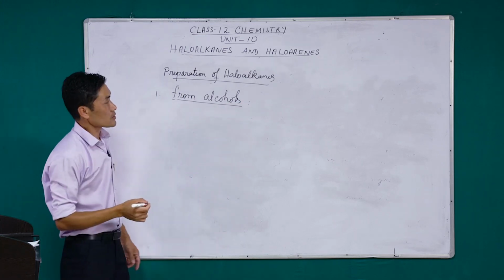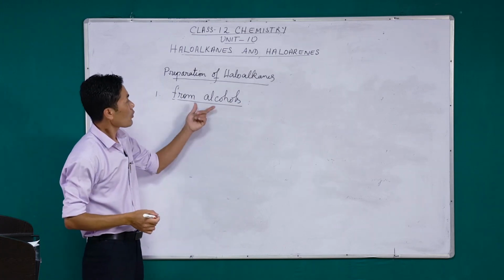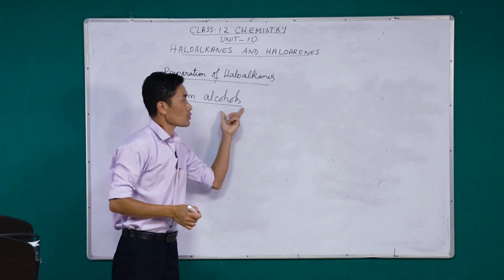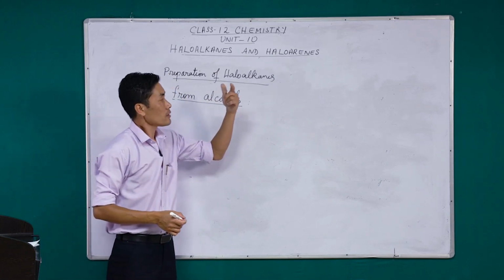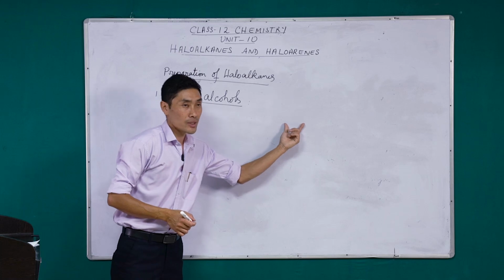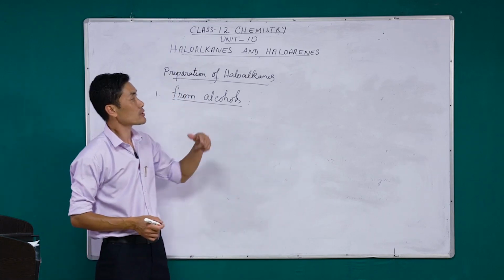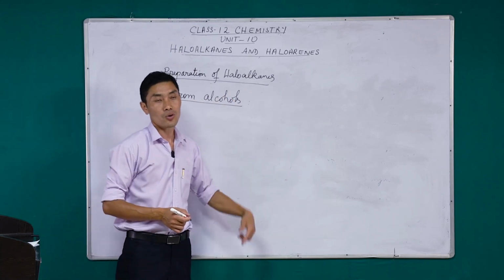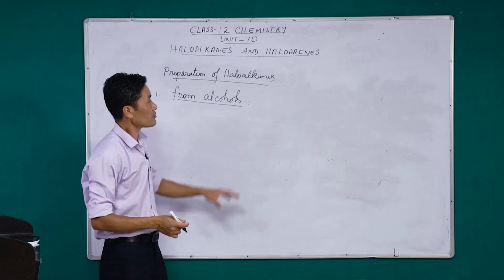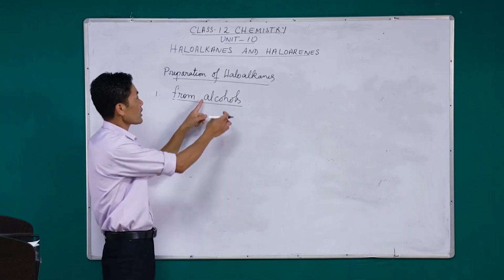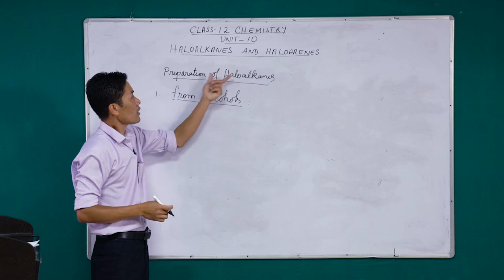Haloalkanes can be obtained from alcohols by treating the alcohols with any of the halogen acids or with some phosphorus halides or thionyl chloride. Any of these reagents can be used to react with alcohol to obtain haloalkanes.